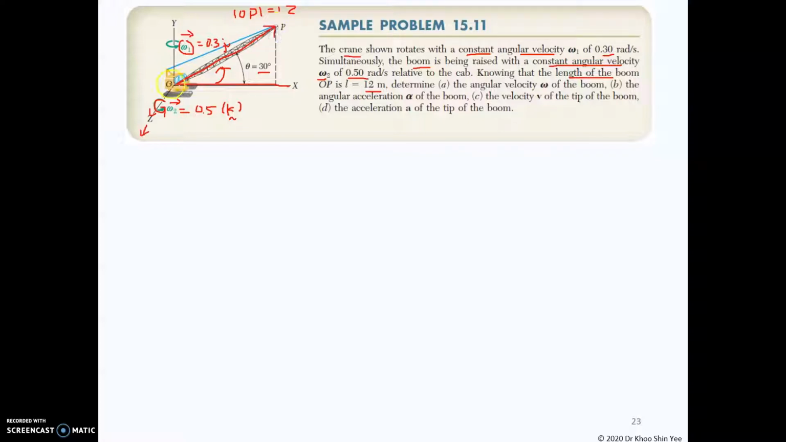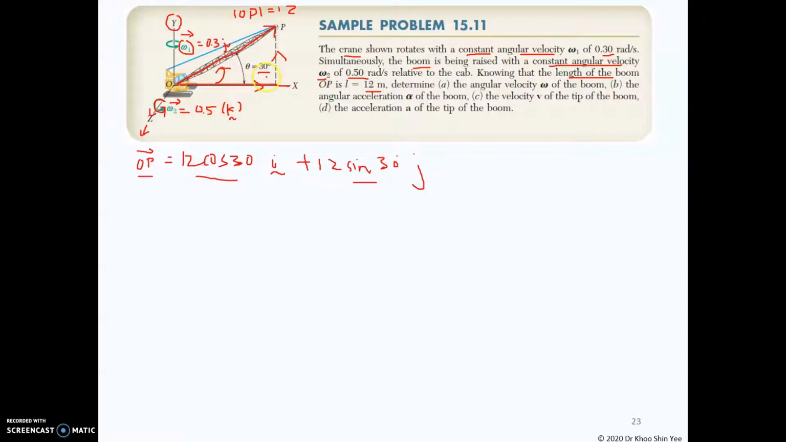So if you want to find the vector for OP, then you need to take the magnitude cos with the angle, meaning 12 cos 30 degrees, which gives you the vector in x direction, which is i direction, plus the magnitude 12 sine 30, which is the displacement vector in the z direction, because you have y direction here. So these are the displacement vectors for the OP.